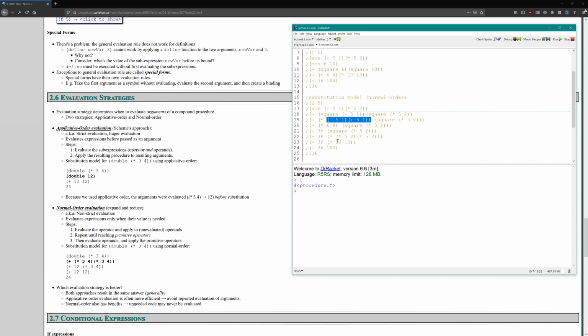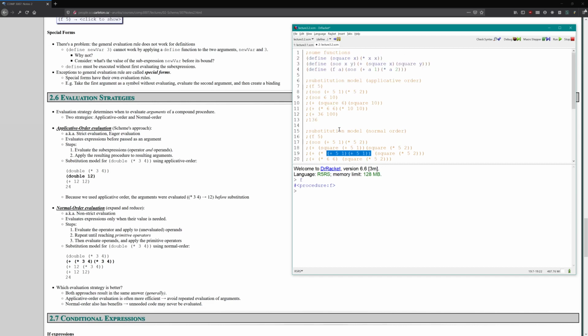Normal order can also be more efficient in certain situations, specifically if a piece of code is completely unnecessary. So let's say, for example, in the body of sum of squares here, we passed in two combinations, x and y. So we had +5, 1 for x and -5, 2 for y. It's conceivable, we haven't run into the specific code that will allow us to do it yet, but we could imagine that there's a branch in this code where we only ever need the square of x or the square of y, but never both.